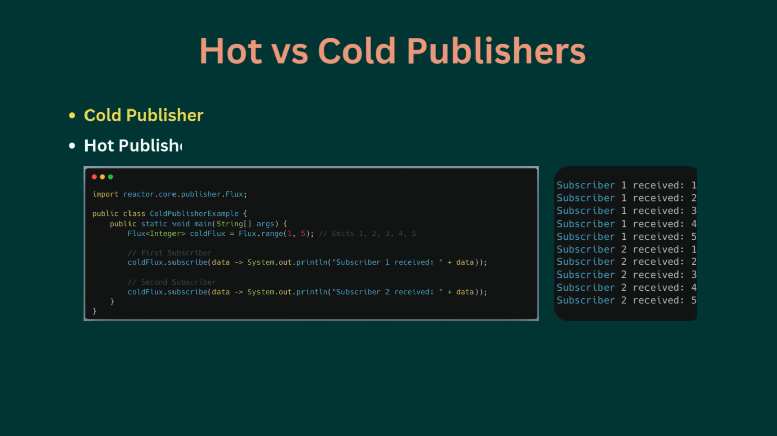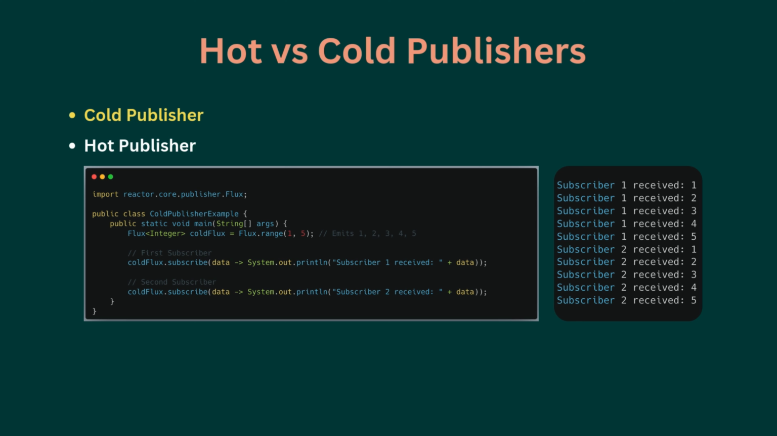Finally, let's understand the difference between a hot and a cold publisher. In reactive programming, publishers can be classified as hot or cold depending on how they handle data emissions and subscriptions. Cold publishers emit the entire data stream for every new subscriber. Each subscriber receives the data stream from the beginning, even if the publisher has already started emitting data. This behavior is suitable when every subscriber needs the full data set or event stream, independent of when they subscribe.